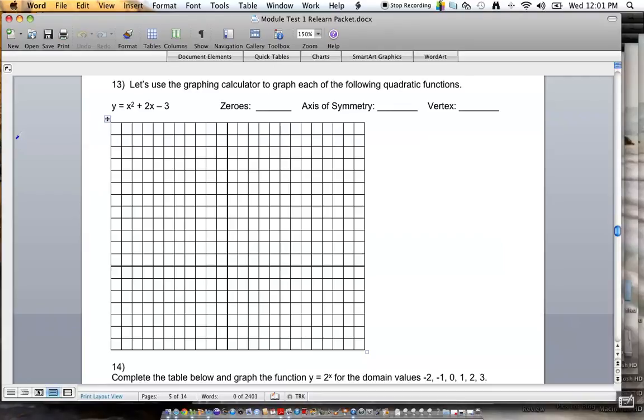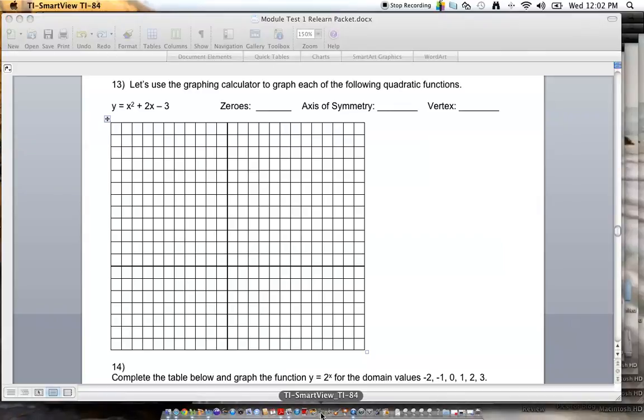So I'm going to graph y equals x squared plus 2x minus 3. And to do that, I'm going to use my graphing calculator. So I'm actually going to take a moment to start my graphing calculator up right now.